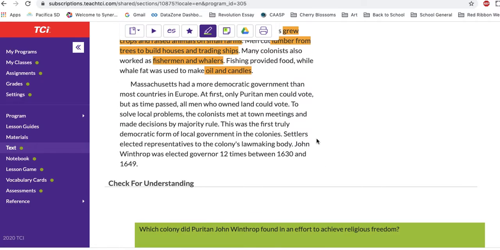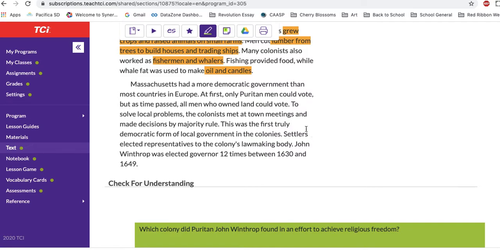Okay, so the next part is about government. Massachusetts had a more democratic government than most countries in Europe. At first, only Puritan men could vote. But as time passed, all men who owned land could vote. To solve local problems, the colonists met at town meetings and made decisions by majority rule. This was the first truly democratic form of local government in the colonies. Settlers elected representatives to the colony's lawmaking body. John Winthrop was elected governor 12 times between 1630 and 1649.